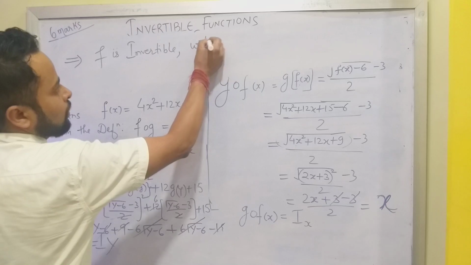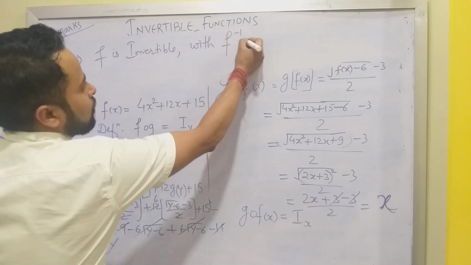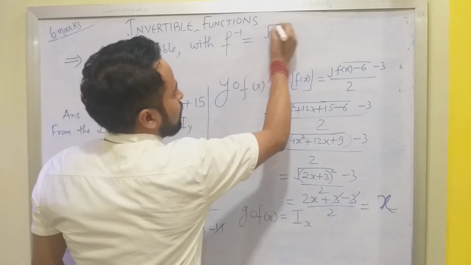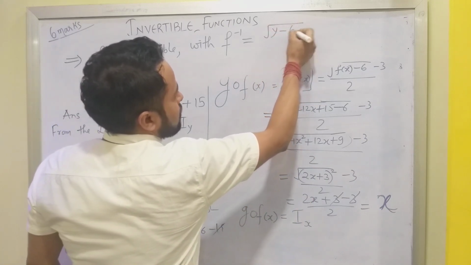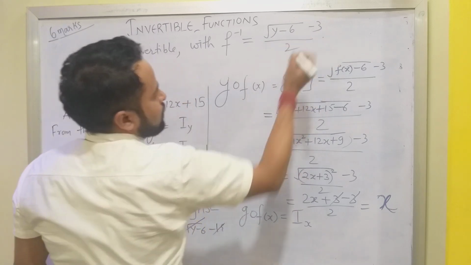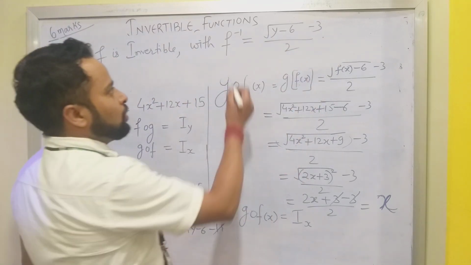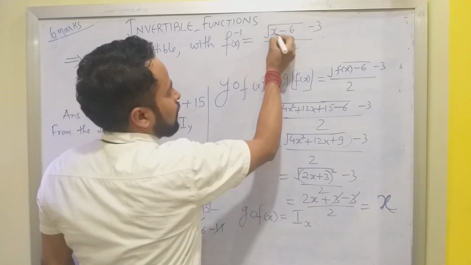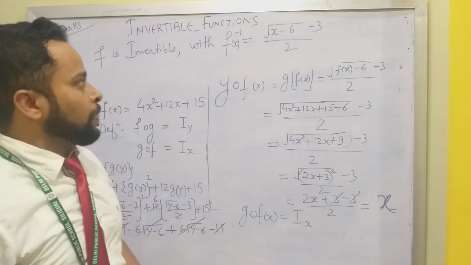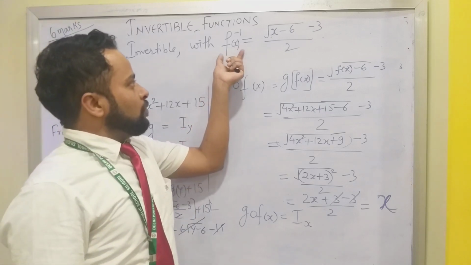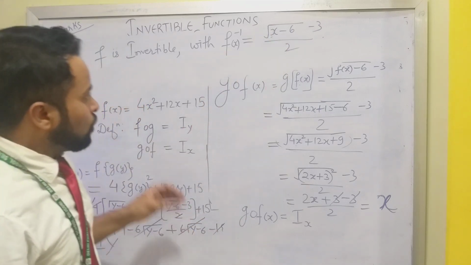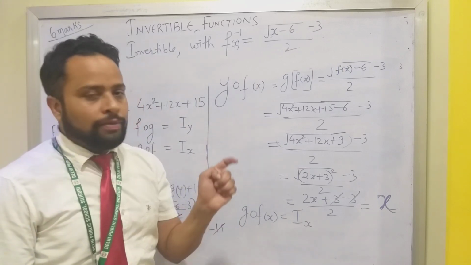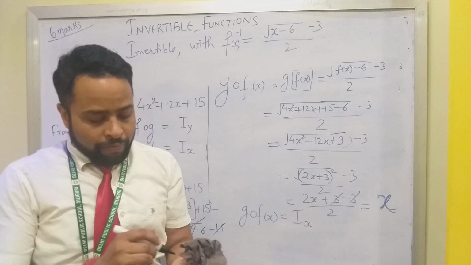with f inverse equal to g. What is g? Root over y minus 6 minus 3 by 2. Now you know one more thing: if you write f inverse of x, then in place of y you write x minus 6 minus 3 by 2. If you write g of y, then you have to write y. So this is one way of solving that the function is invertible using composition of functions.